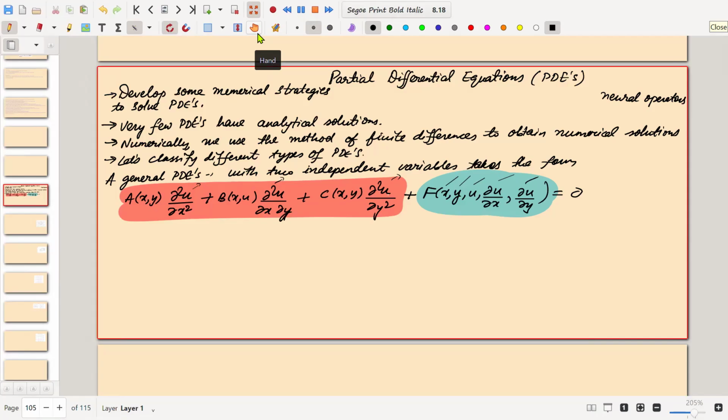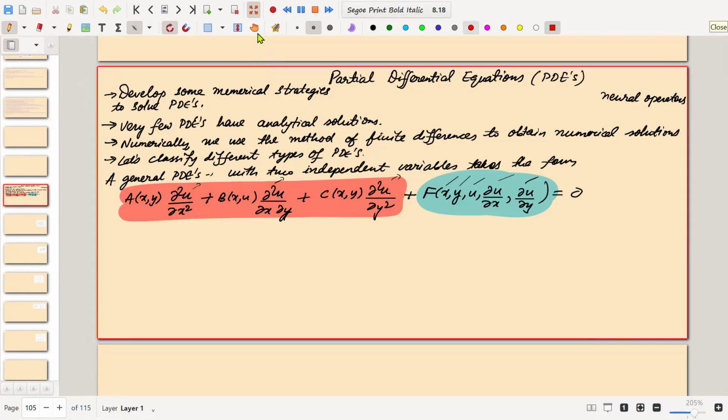Okay, so suppose this is a PDE given to you. Now, when can you say that this is an elliptic PDE? When can you say that this is a parabolic PDE? When can you say that it is a hyperbolic PDE? There are three types of PDEs: elliptic, parabolic, hyperbolic. We will not understand all of this in this course. We will study only one or two examples of them, but it's good for you to know. So how to classify?